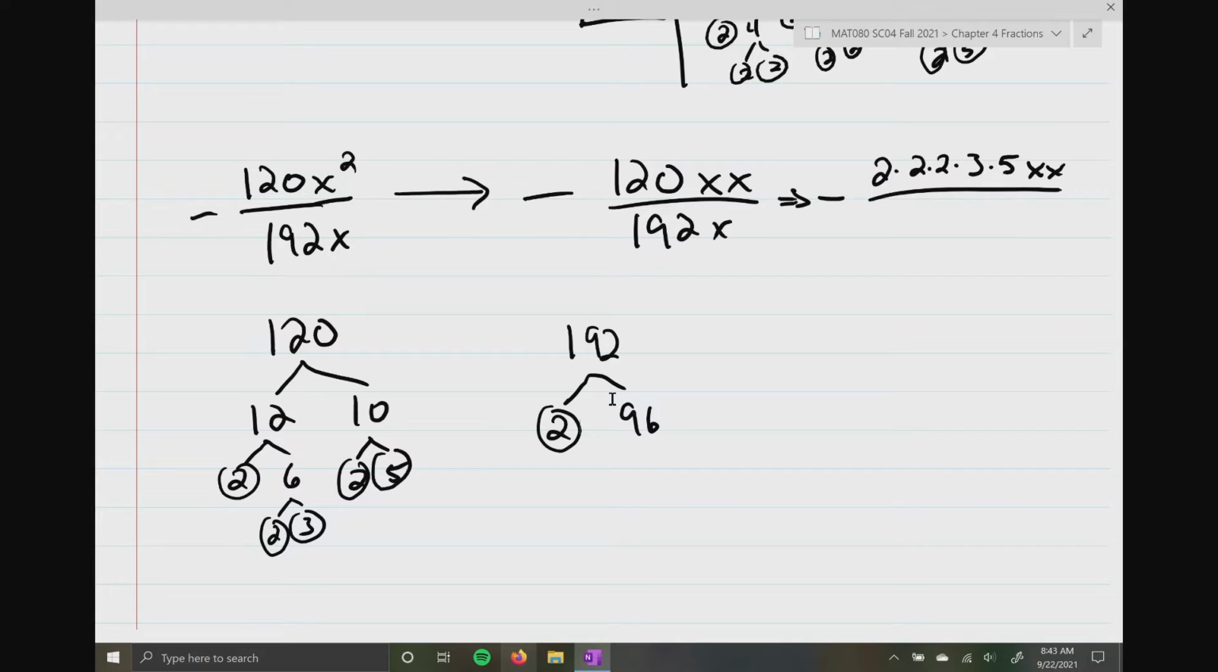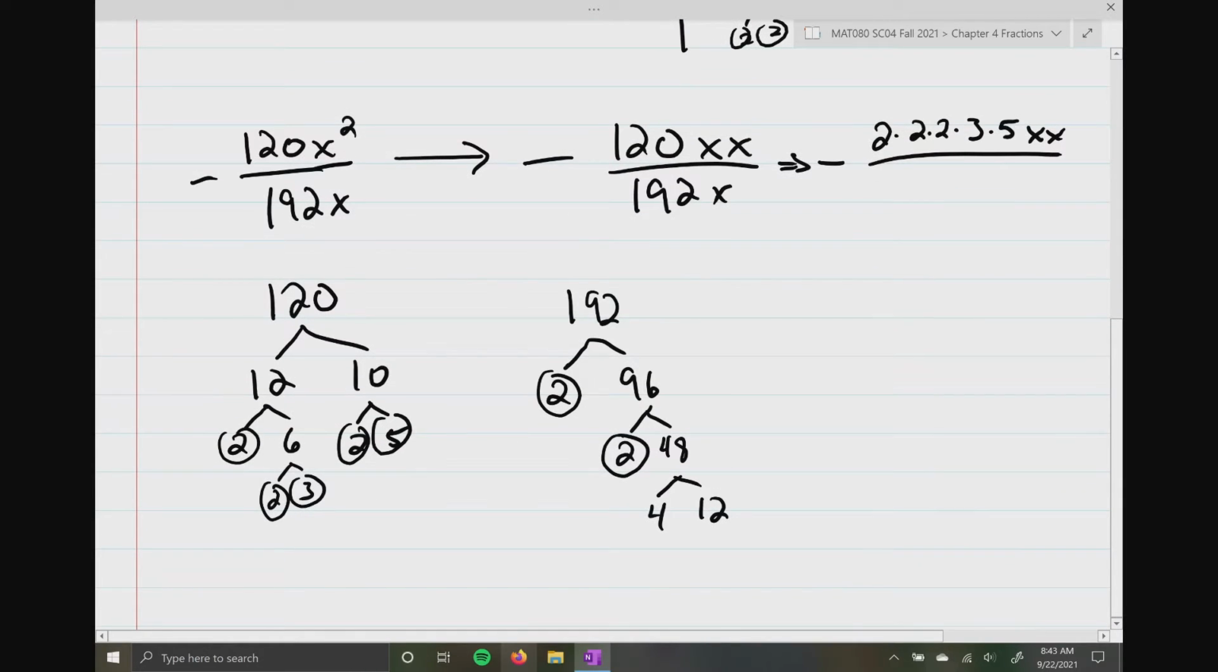So 2 and 96. Now we can break down that 96 even further. 96 divided by 2 is 48, so 2 times 48. 48 is 4 times 12, which can be broken down into 2 times 2. 12 is going to be 2 times 6, and 2 times 3.